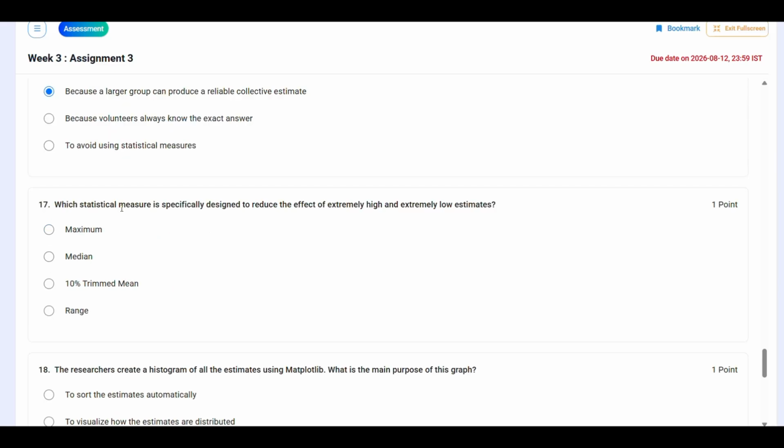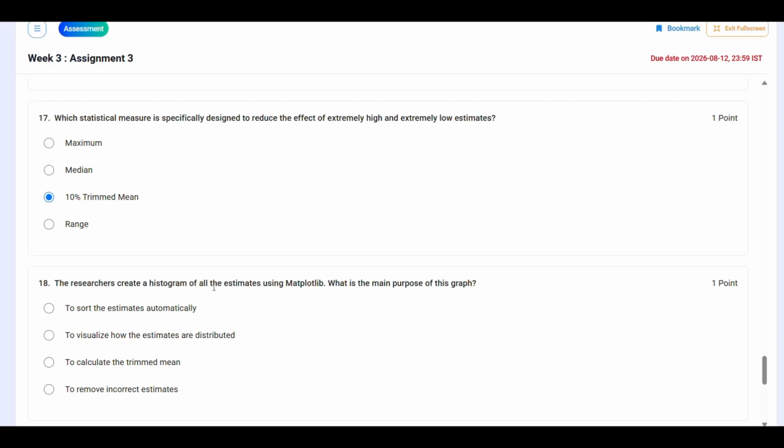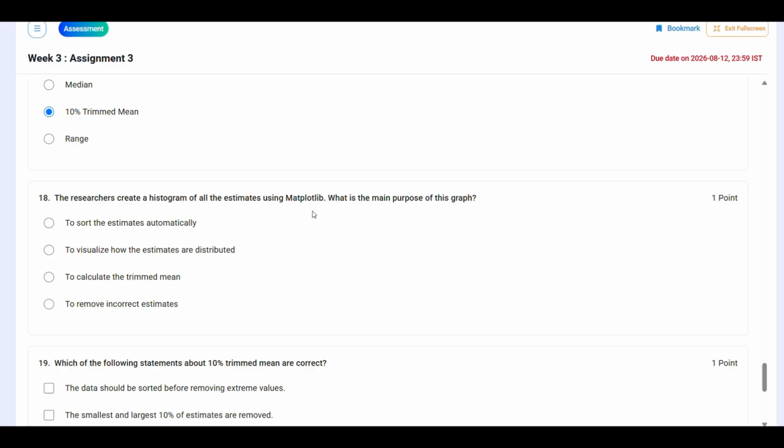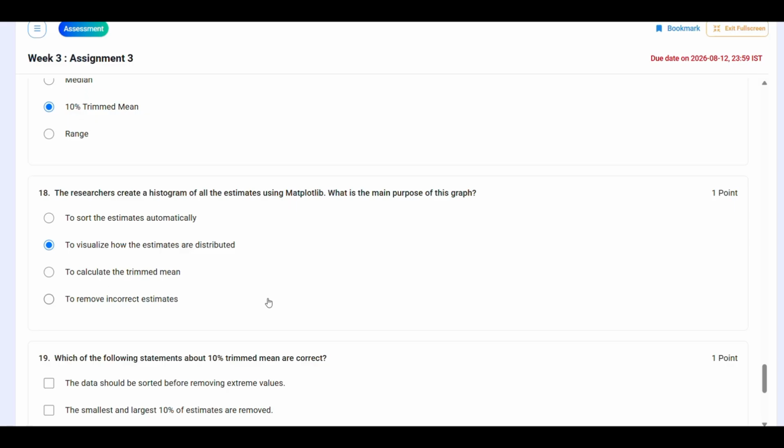Then which statistical measure is specifically designed to reduce the effect of extremely high and extremely low estimates? It means the 10% trimmed mean. Then the researcher creates a histogram of all estimates using matplotlib. What is the main purpose of this graph? The main purpose is to visualize how the estimates are distributed.